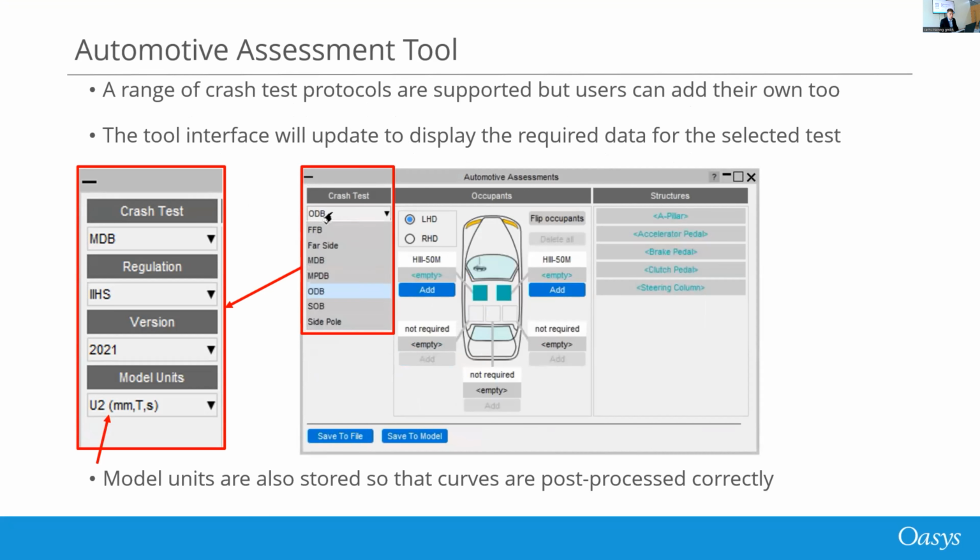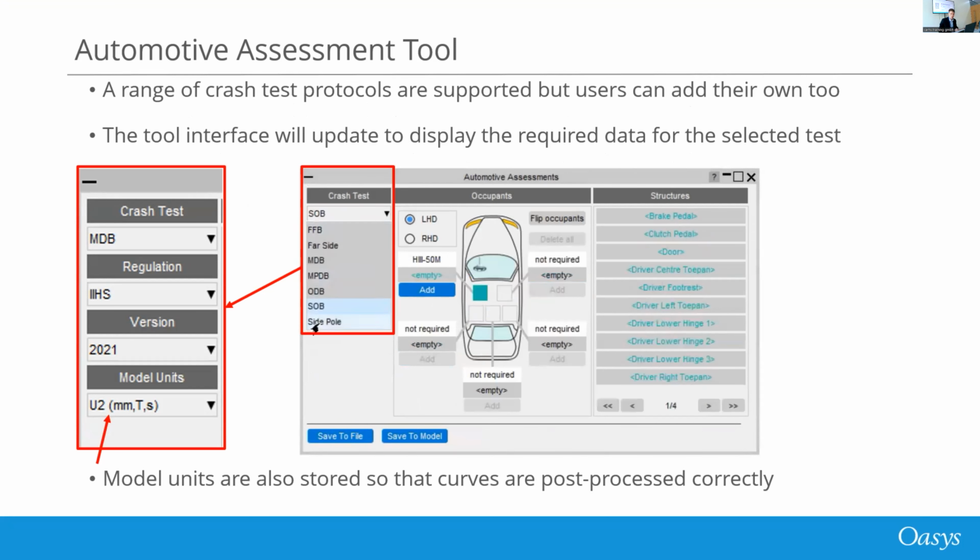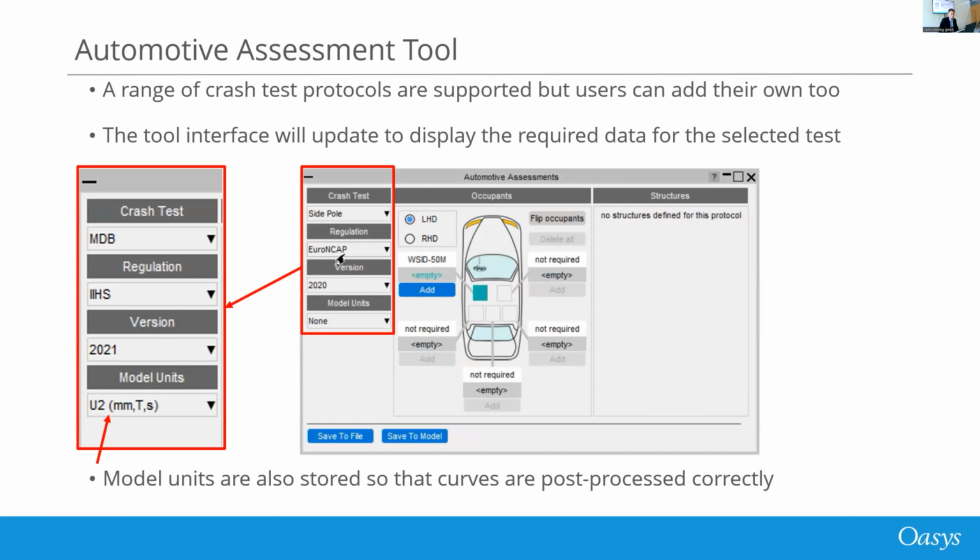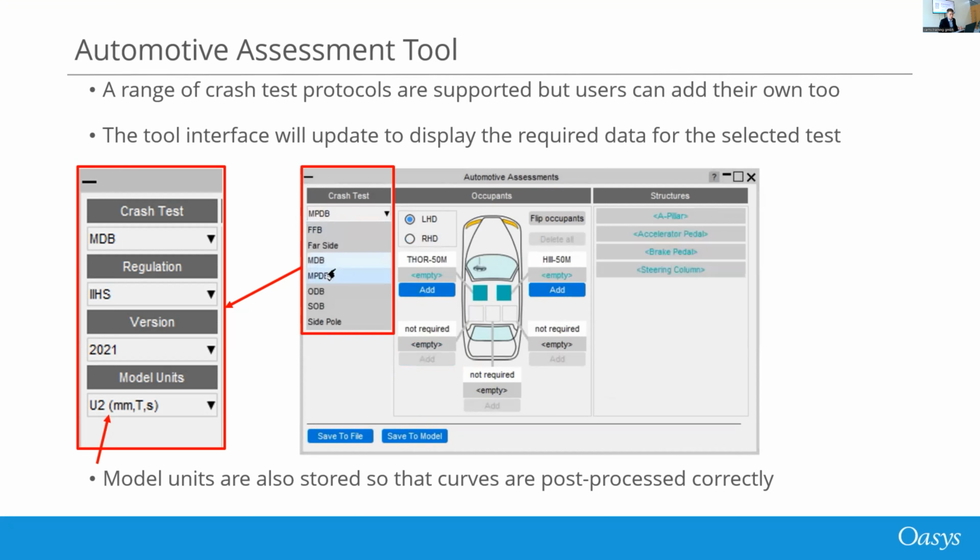The first thing you want to do is choose the correct protocol, and we support a range of protocols that we expect car manufacturers to use, but there's actually functionality to add your own protocols. So perhaps you use a custom setup in-house. You have the ability to create your own one and would be able to select this in the drop-down as well. And not only do we support the different crash tests and the regulations, but also different versions of those.